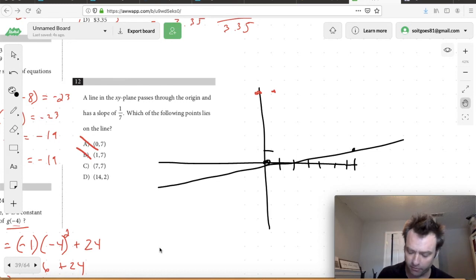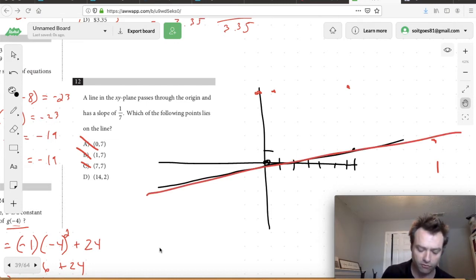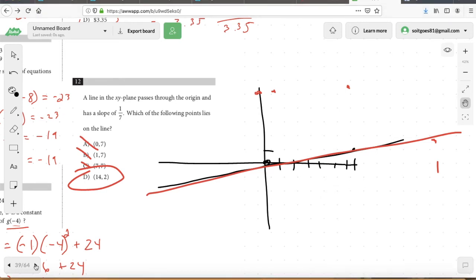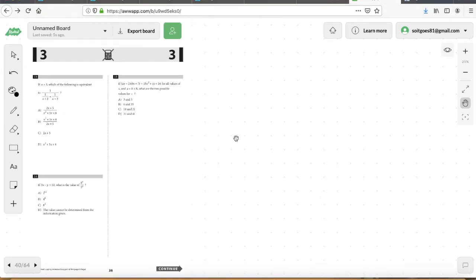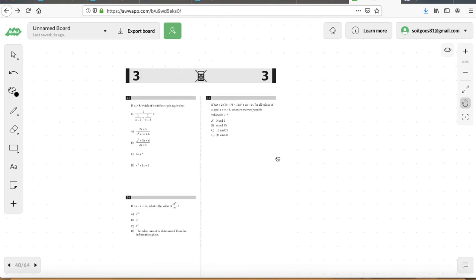C is 7, 7. So the x value is 7, the y value is 7. That's going to be up here. Also not on the line. I hope it's D. That's 14, 2. At least that could be right. So it's going to be over here. Something like that. It's at least close, and the others aren't even close. We can confirm it's indeed answer choice D. If you can graph it, graph it. Do it. Question number 13. Oh, I've got like a minute left.